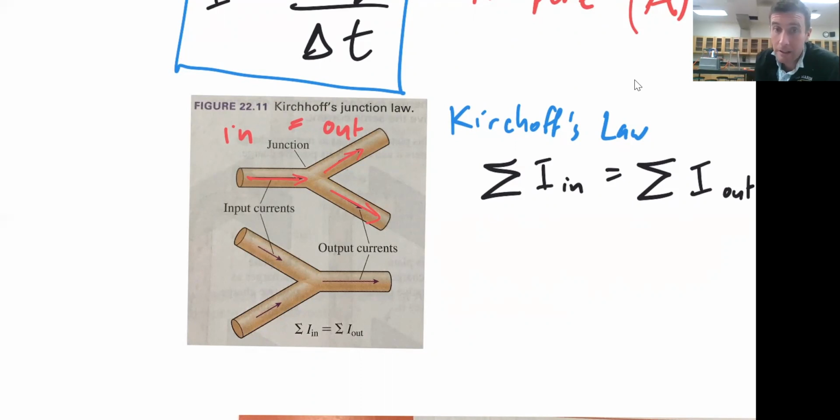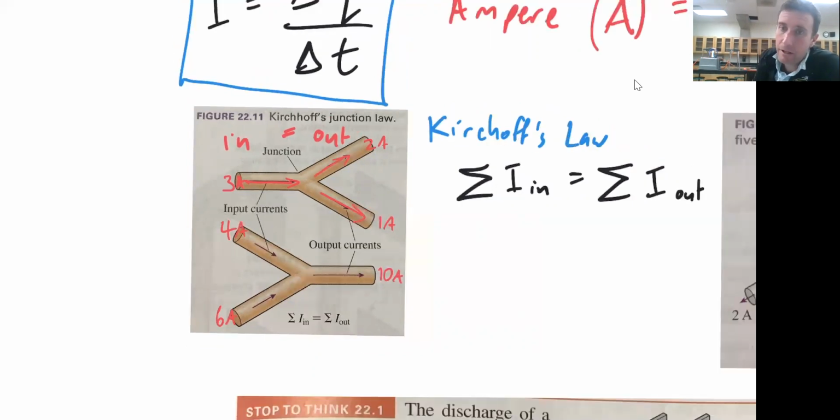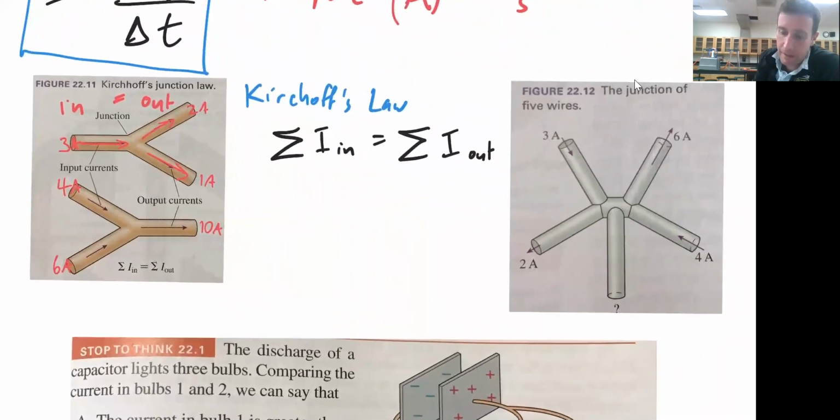It doesn't have to split totally evenly. So if I had, say, 3 units coming in here, let's say 3 amps, I could have 2 amps coming out here and 1 amp coming out here. But they do have to add up to the total. So 3 equals 2 plus 1. Same deal if it's multiple things coming in and 1 going out. So I could have 4 amps coming in here, 6 amps coming in here, and that means I'd have to have 10 amps leaving out there. Whatever comes in has to be whatever goes out. So the total sum of the currents in equals the total sum of the currents out.